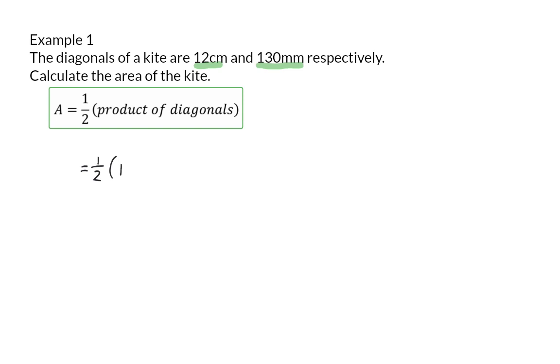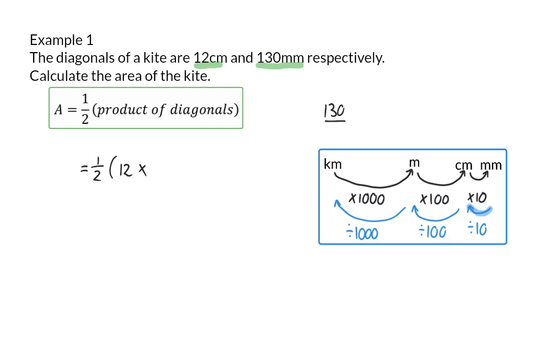So the 12 centimeters can be used just like that, but the 130 is in millimeters, and to convert to centimeters I need to divide by 10, which will give me 13. Now I can multiply by that 13 centimeters, so the area of the kite is 78 centimeters squared.